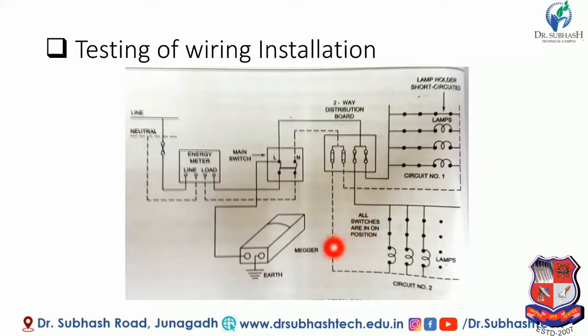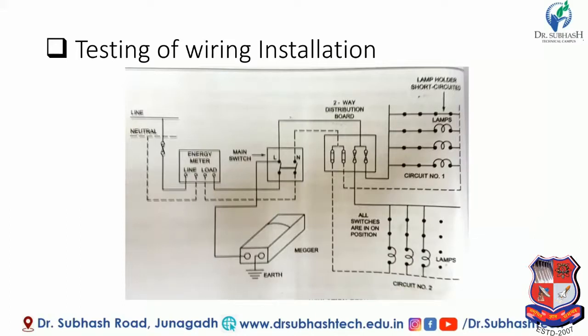All the switches are in the on position in this diagram, which is the wiring diagram we had seen earlier. One meter is also connected to measure the earth fault and earth resistance. It is always connected in line with the main switch. This is the testing of wiring installation. In this way, you can test your wire and installation.